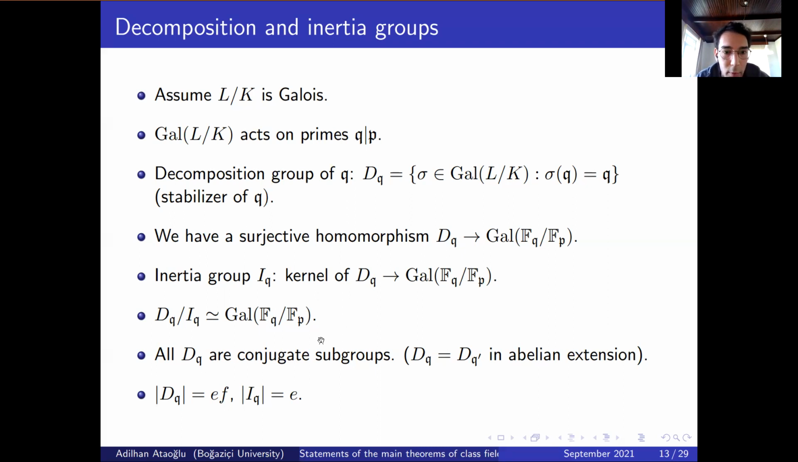And all of the decomposition groups for the primes Q lying above the same prime P are conjugate subgroups. An abelian extension is a Galois extension such that the Galois group is abelian. In this case, all of the decomposition groups are equal, and the decomposition group has order E times F, and the inertia group has order E, the ramification index for Q.